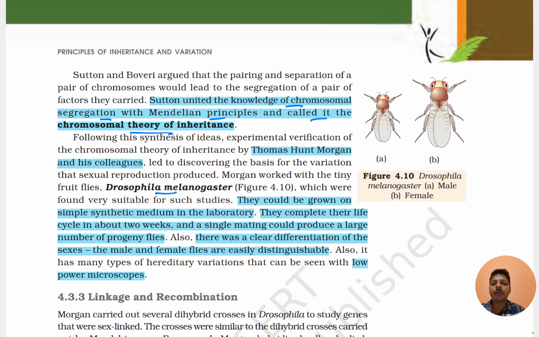And why did he choose Drosophila melanogaster? Because they could be grown on simple synthetic medium in a laboratory. They complete their life cycle in about 2 weeks. A single mating could produce a large number of progeny flies.